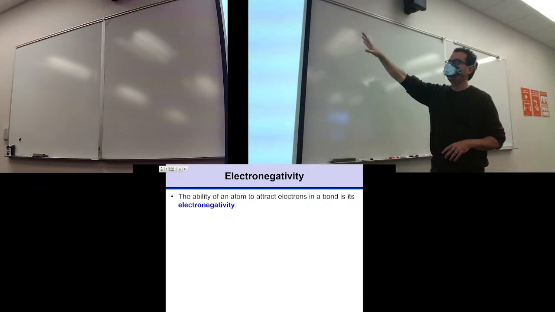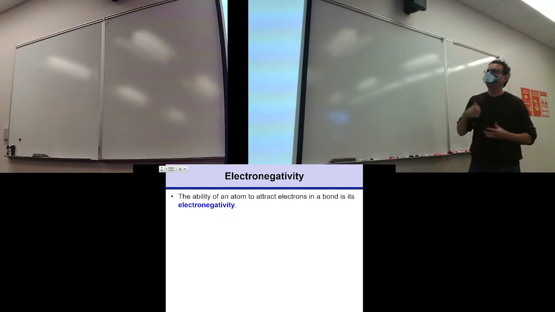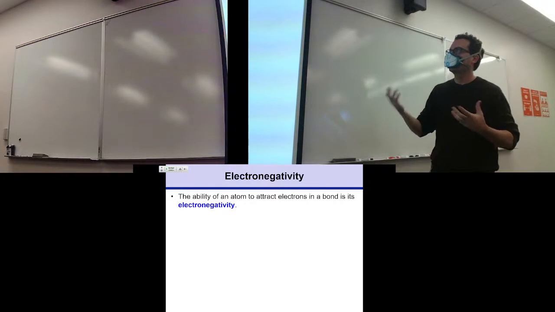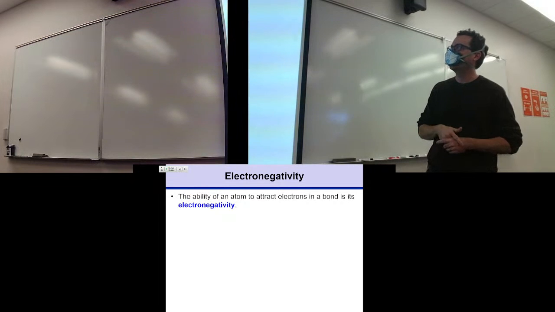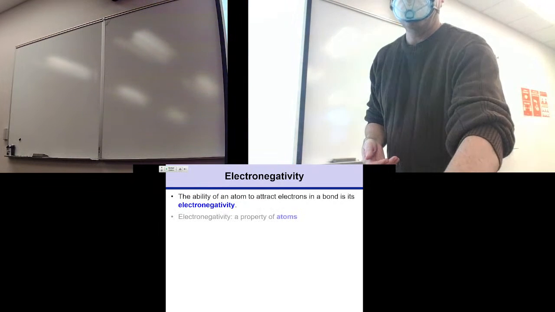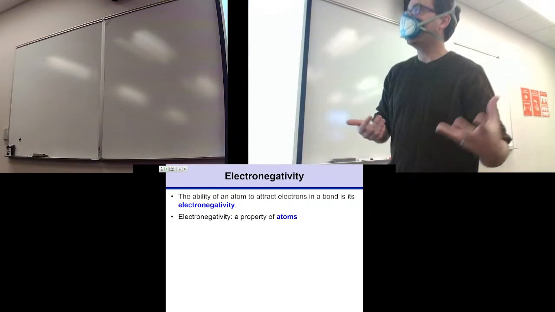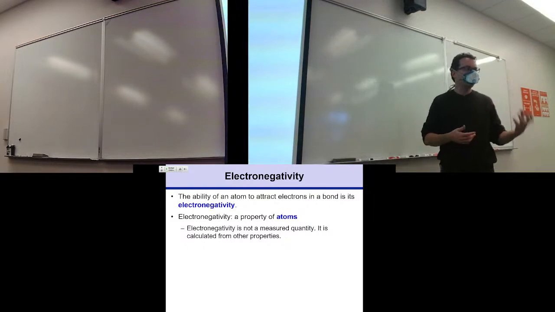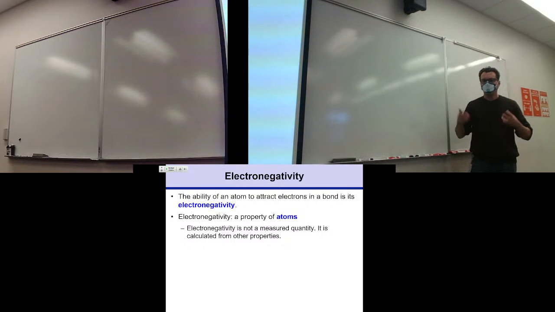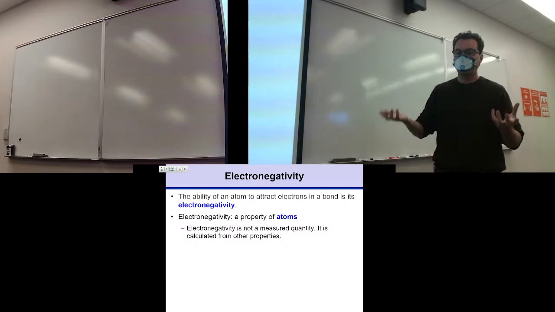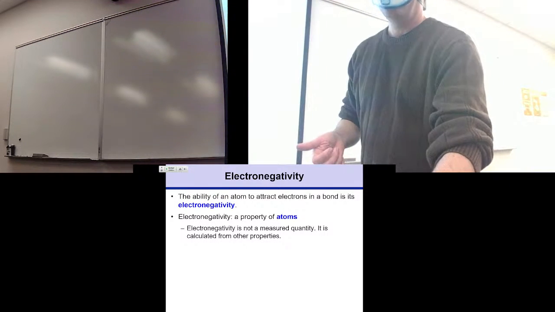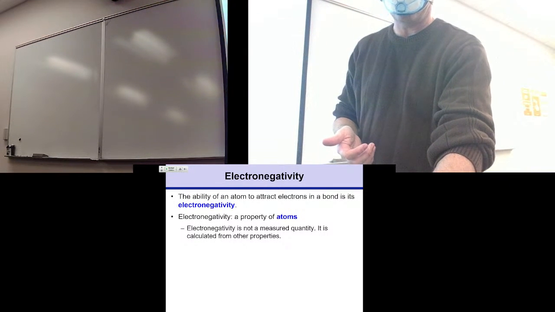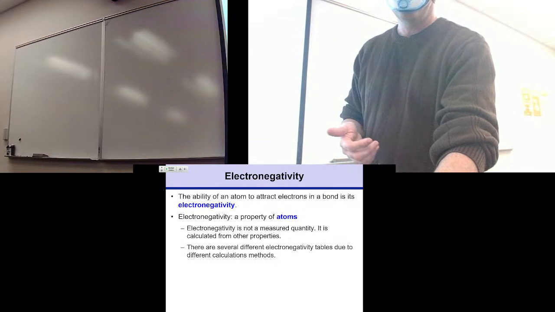It's got a very unique definition. It's the ability of an atom to attract electrons in a shared bond, so shared electrons in a covalent bond. And this is a property of any element on the periodic table. It's not something you could directly measure, so you can't use an instrument. There's no way to measure it directly. You have to calculate it from other values. One way is to calculate it from average valence electron energy, but there are other ways.